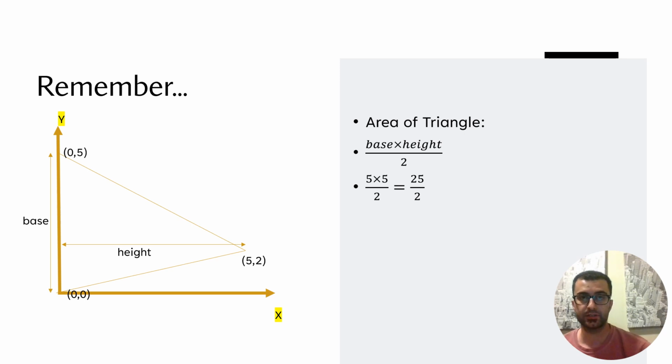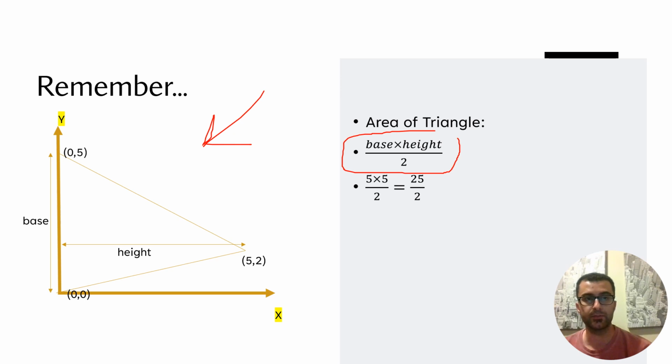First, remember the area of triangle formula: base multiplied by height divided by 2. And after drawing the triangle here based on two axes of x and y, we'll figure out that base is coincident with the y, and also height is going to be parallel to x.